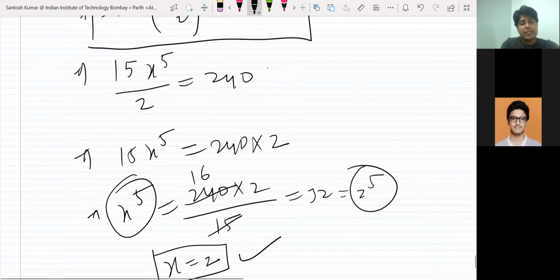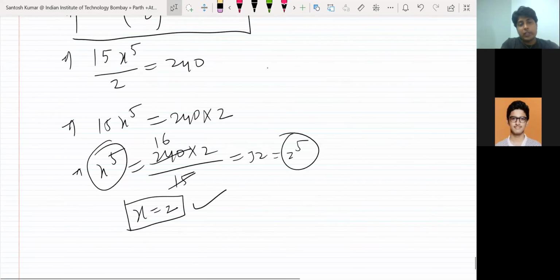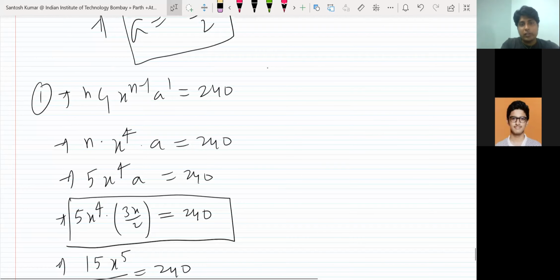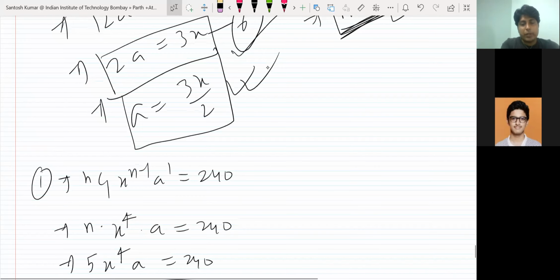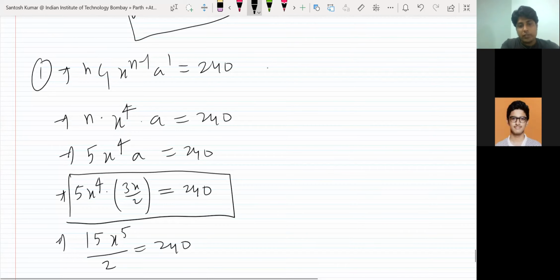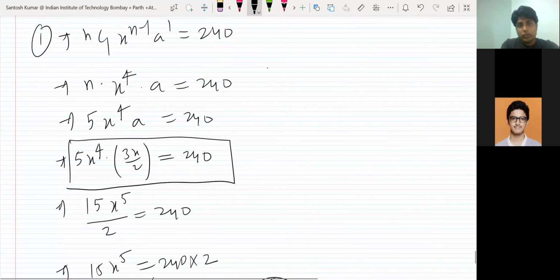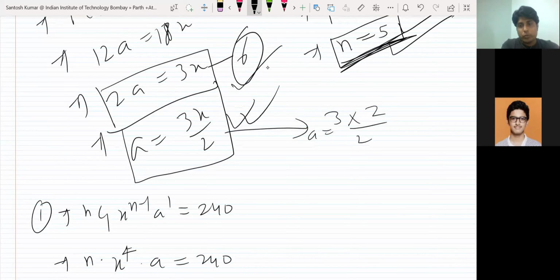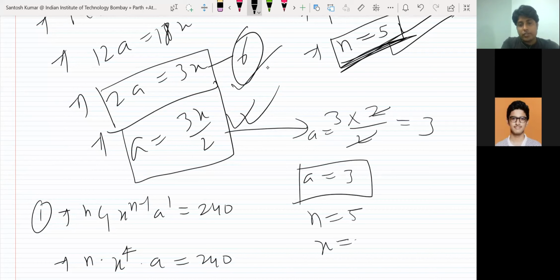So now you have x and n. You can get a from equation 6 only. So here you had a is 3x by 2. x you got now. So x is 2. So 3 into 2 upon 2. The 2s cancel. So the answer is 3. So you have a also. So what is the final answer? a is 3, n is 5, x is 2.